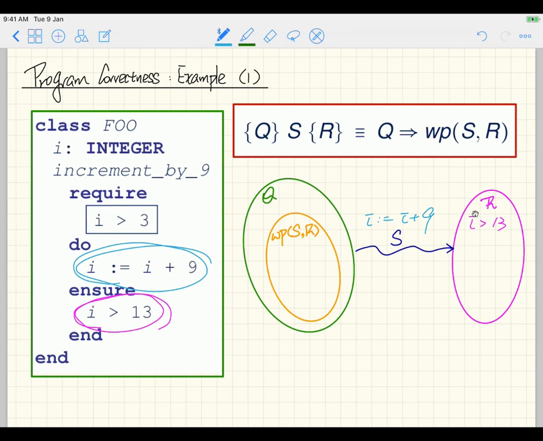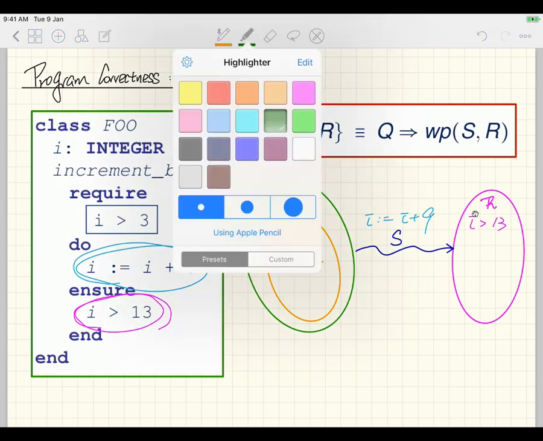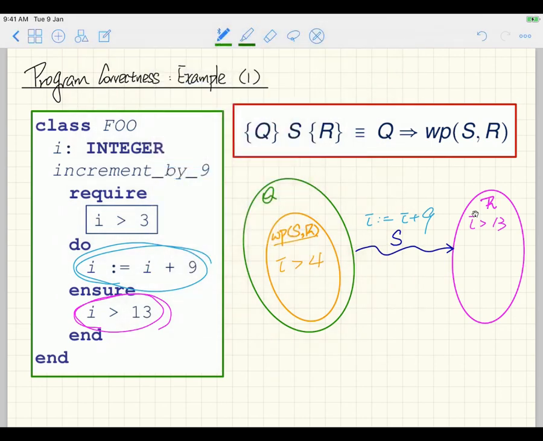I'll show you how to calculate it. Let's say the weakest precondition is simply just I is larger than 4. That's the weakest one, which means your actual precondition can only be stronger than that, but not weaker than that. So in this case, what's the actual precondition? The actual precondition is I larger than 3. And we know that I larger than 3 is weaker than the weakest precondition. So that means this program is not correct, conceptually.